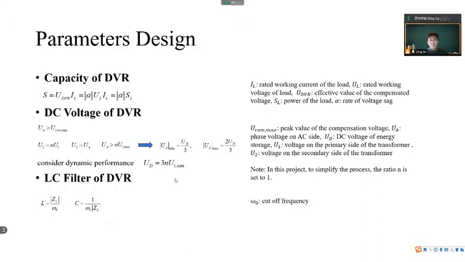Generally, the filter circuit is a series inductor and a parallel capacitor. The filter should make the high-order harmonics have great attenuation, and the fundamental wave voltage can pass without any attenuation. Ideally, the formulas for selecting capacitor and inductors are these. Among them, omega 0 is the cutoff frequency, and ZL is the impedance.